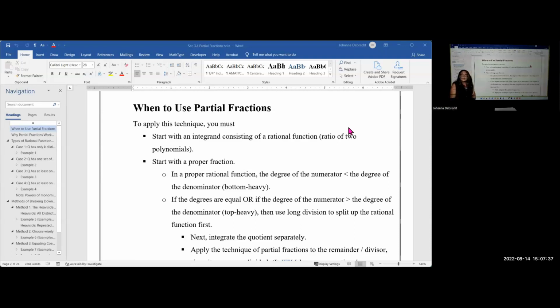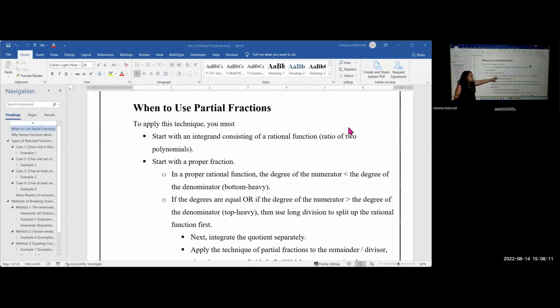Well, if the degree of the numerator is either equal to the degree of the denominator or greater than that, you're going to have to use long division. You're going to have to use long division to write the original rational expression into a quotient plus the remainder divided by the divisor. Now, the remainder divided by the divisor will, of course, be a proper fraction. And then we can do the method of proper fractions on the remainder divided by the divisor.